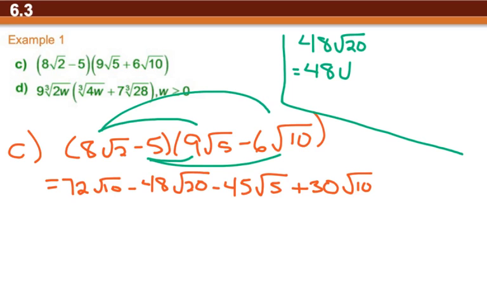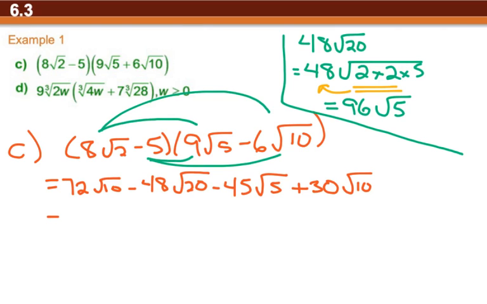So when we break down 20, we can divide it by 2. 2 times 10. We're sitting at 10. 10 is divisible by 2. It's 2 times 5. Pair of 2's to come out, multiply into the 48. 2 times 48 gives us 96. And we have root 5 left over. So just to go back, so 72 root 10 we couldn't simplify. We'll have minus 96 root 5.